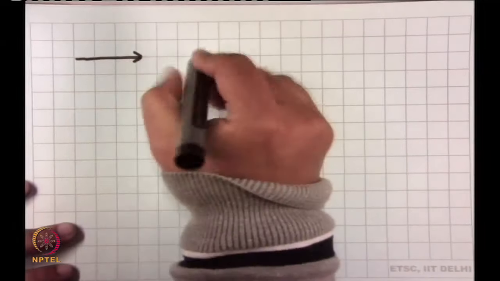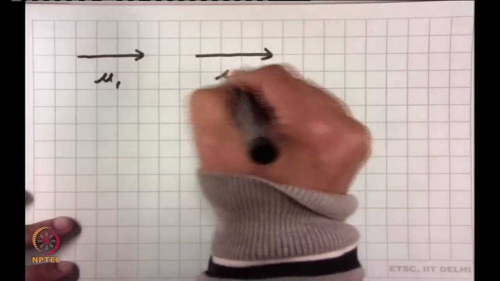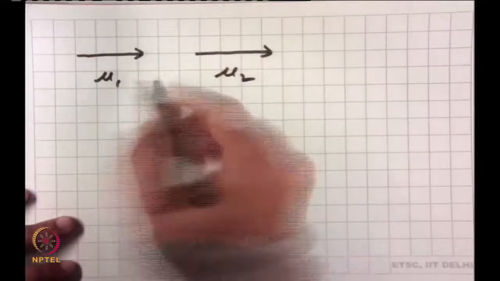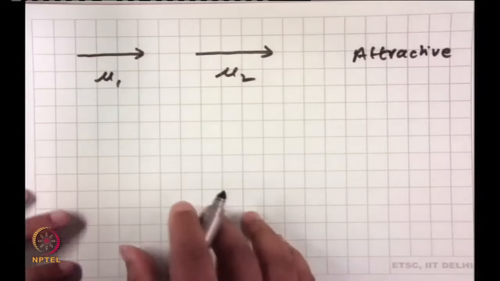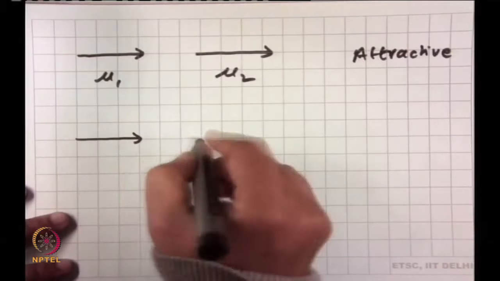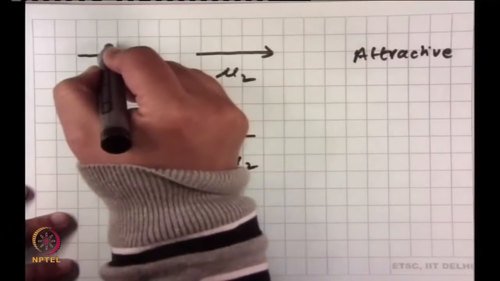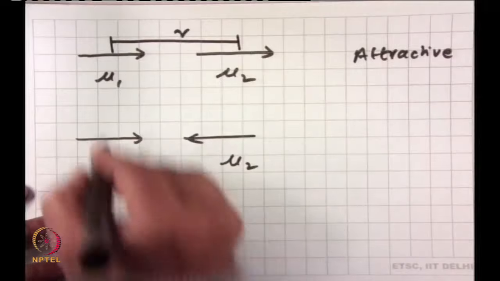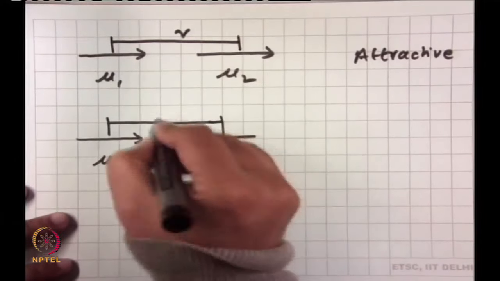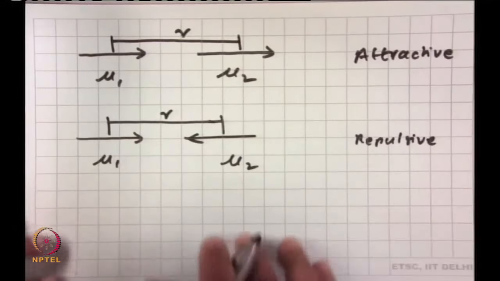So, what are the two other simple cases we can have? Continuing with our cases, we can have two dipoles like this, right. So, this is mu 1, this is mu 2. Would this be attractive or repulsive? This would be attractive, right. Or I can have this one, again mu 1, mu 2. So, R is essentially from the middle, this is R, okay. Again here this is R. So, this would be repulsive, okay.